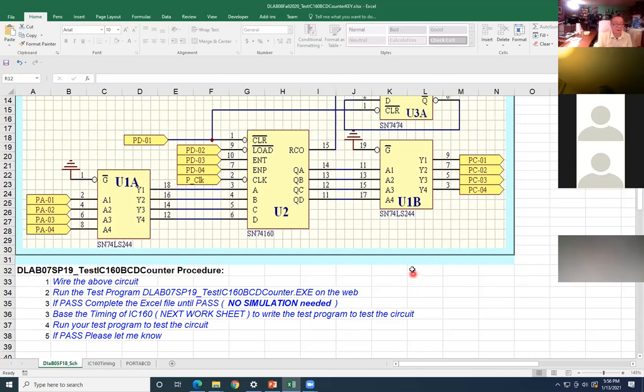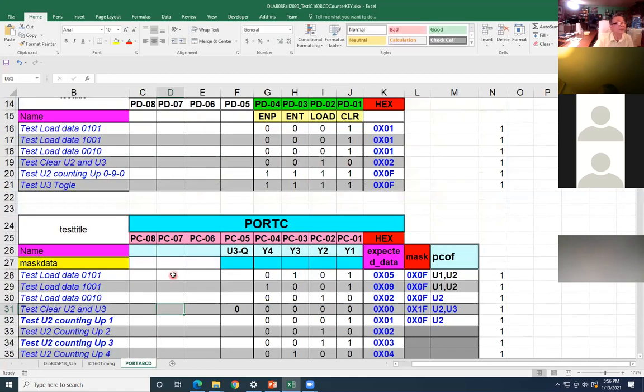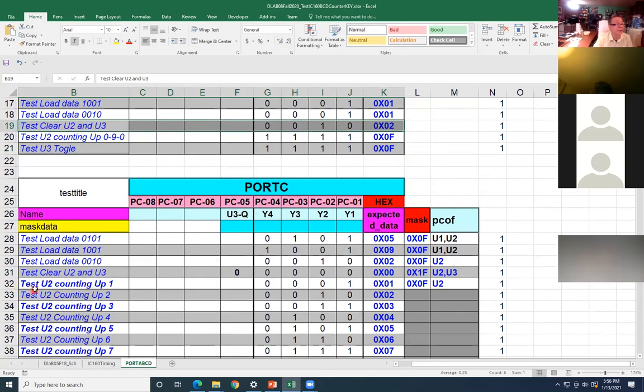And the last part is counting. If you want to count, you must guarantee the output must be 0. Okay, I try to see on the port in here. They load, then they test the clear here. That means they test the clear before they want to load, right? Or to count. You can see right here, test the clear right here.